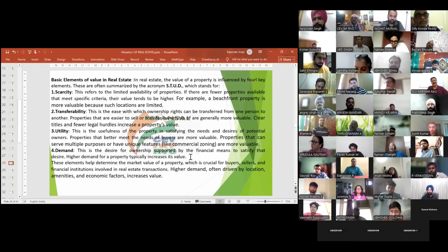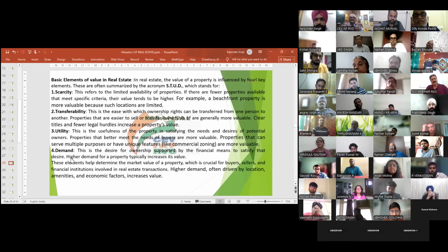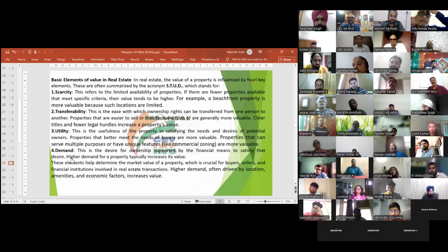Just imagine, or you can consider in North India, the plot having more frontage than the back. It is called Gomukh plot. It is being considered as negative effect. Some supernatural powers will affect that particular property.